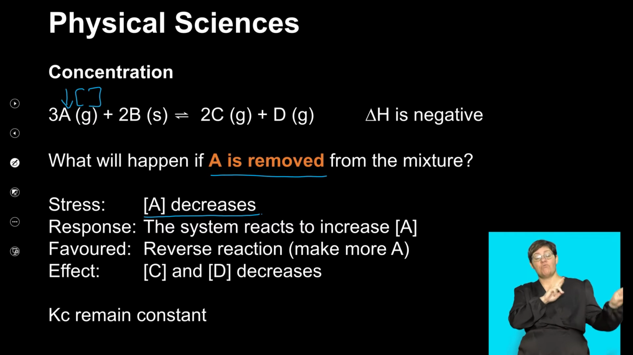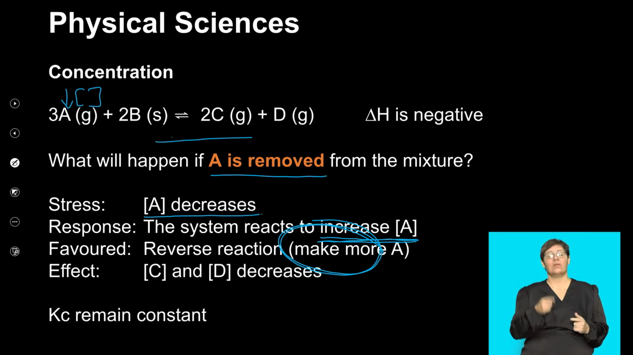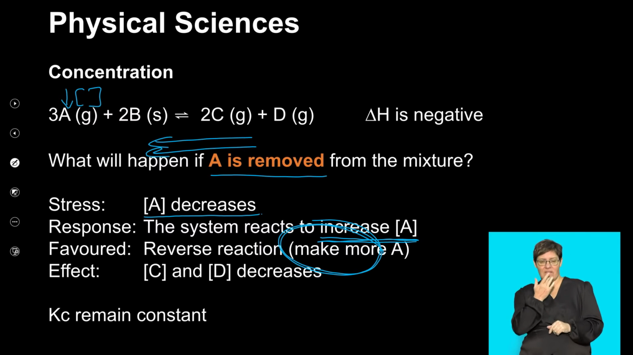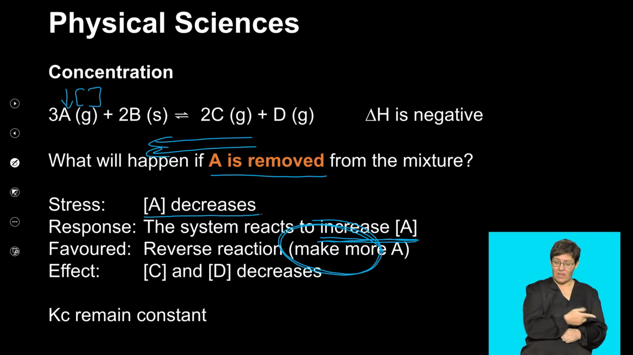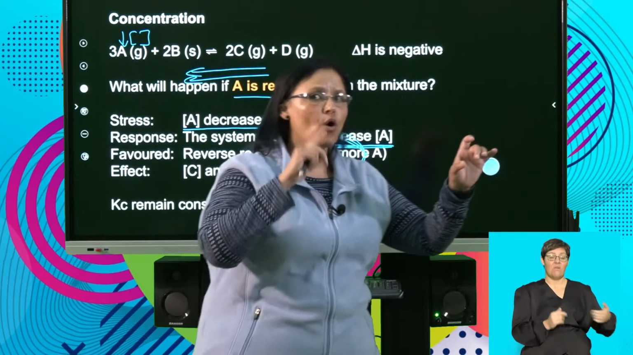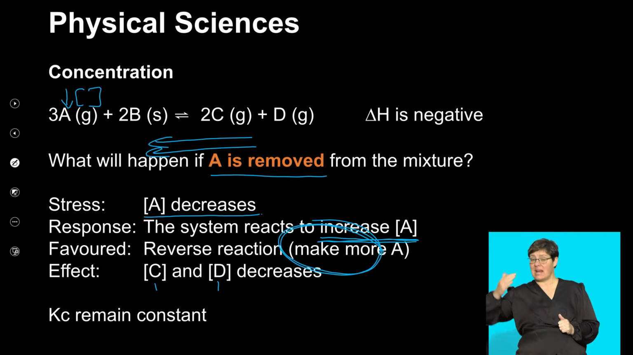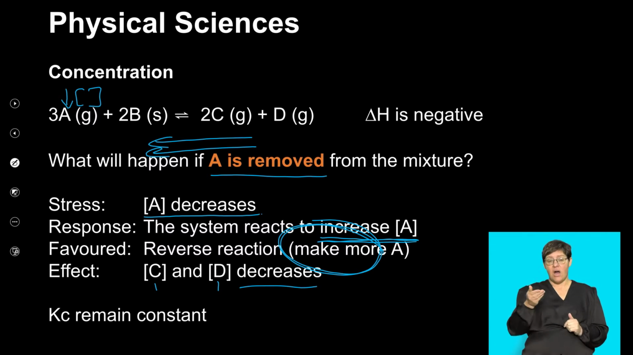The system will react and try to increase A. So how will the system get more of the substance? It will have to make more of A. How will we make more of A? We need to favor the reverse reaction. Because if we favor the reverse reaction, we will use C and D to make more A. And we need to remember we've used C and D, so the concentration of C and D will decrease after equilibrium is reinstated. That's the effect after the equilibrium.